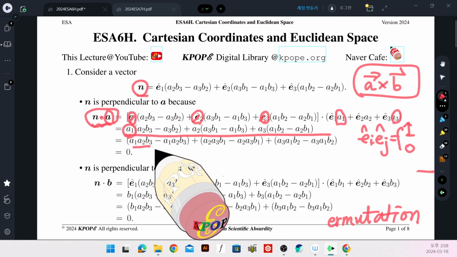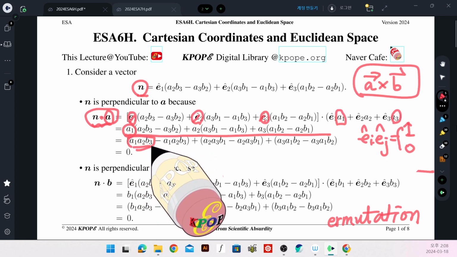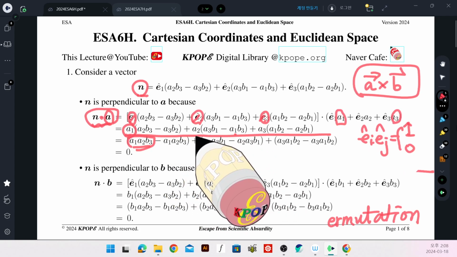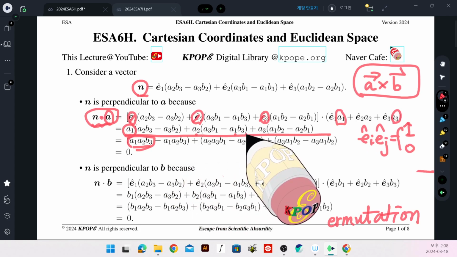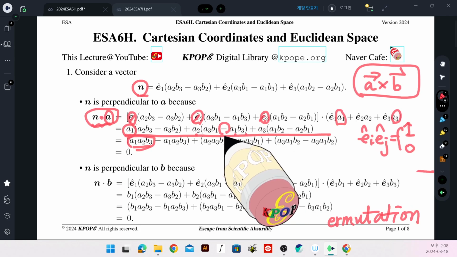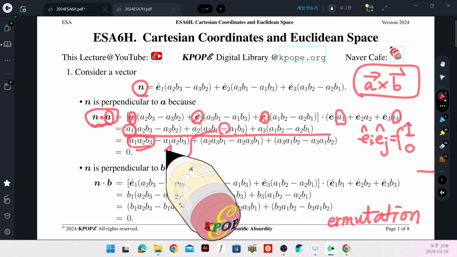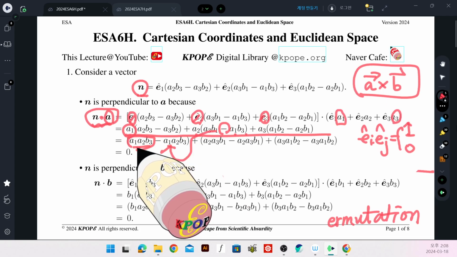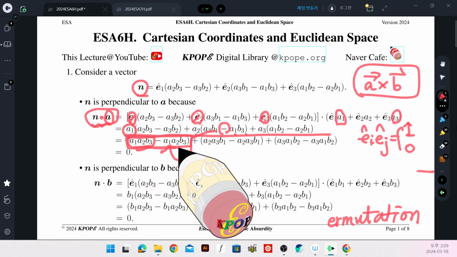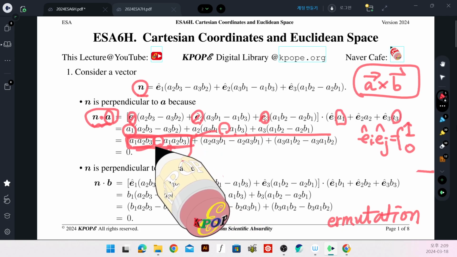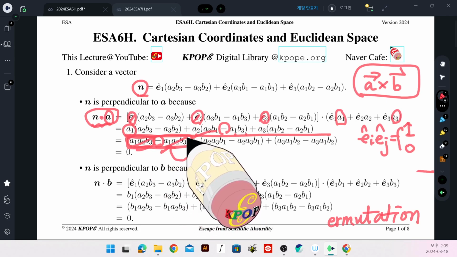A1, A2, B3 is this. A1, A2, B3 is there with a negative sign. So this one comes here, and they are identical to each other except for the sign. They cancel exactly.